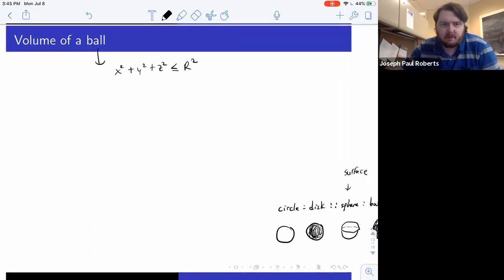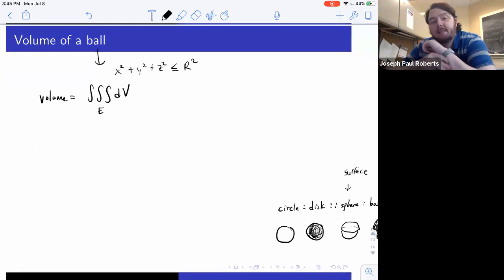So anyway, let's use spherical coordinates to calculate the volume of a ball. So volume, if I want to use a triple integral, remember that's when I do a boring constant integrand f equals 1. So I need to do the triple integral of just plain old dV, and that should give me the volume of the ball.